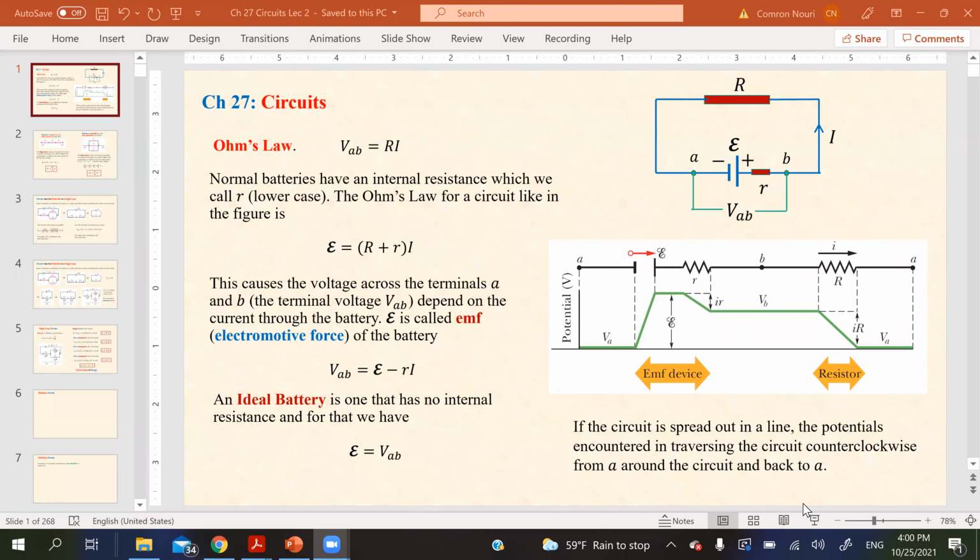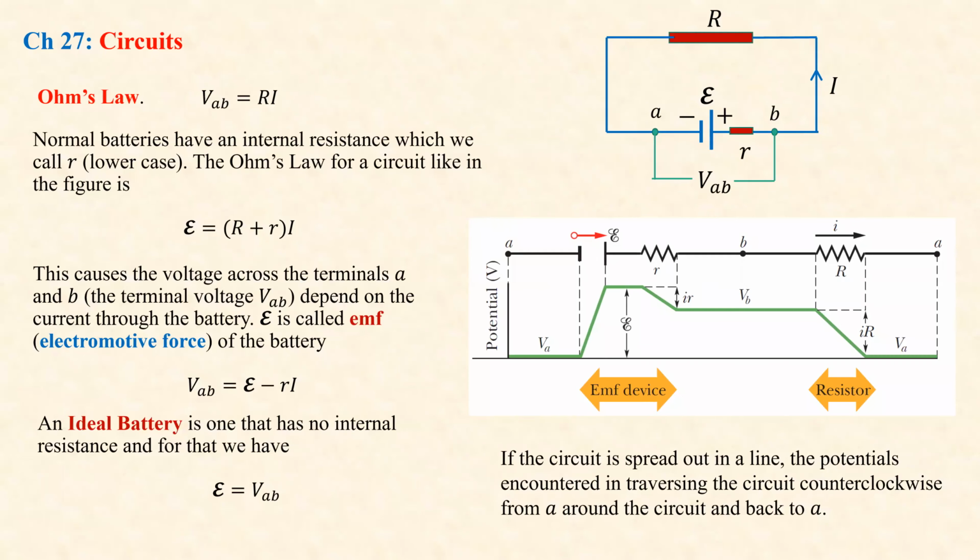So the last time we started chapter 27 about circuits, we started with a simple circuit like this with a battery and a resistor. And the battery, we consider normal battery, not ideal. So it has this internal resistance in it. And there is a terminal voltage also we call VAB. The EMF of the battery is E.